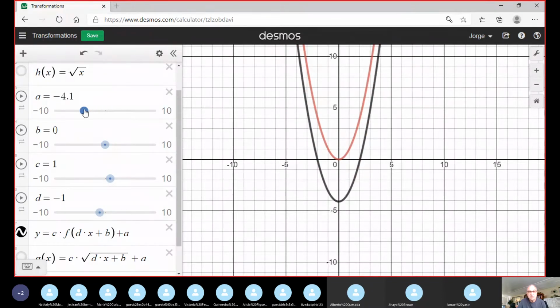Okay. So the technical name of this transformation is vertical shift. When a is positive, up. When a is negative, down. Okay. Do you understand this very well or no? Any questions? No? No questions? Super. Okay, this is the first one.